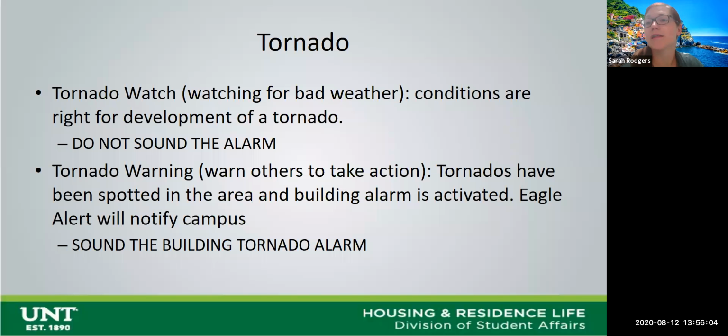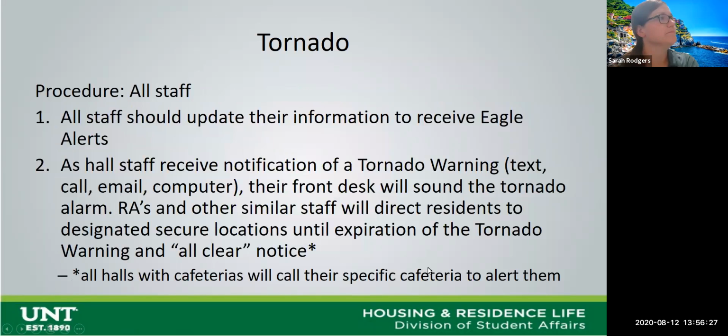But I will tell you that the Eagle alert will go everywhere. You'll get it on your phone. You'll get it on an email. It'll flash across front desk computer screens. Room phones, front desk phones, every phone in the building will be going off with an Eagle alert. So that is the time to sound the building's alarm. Like it says, make sure that your information is up to date for Eagle alerts. Eagle alerts are not just for tornadoes, but that is one of the ones that we probably see the most.